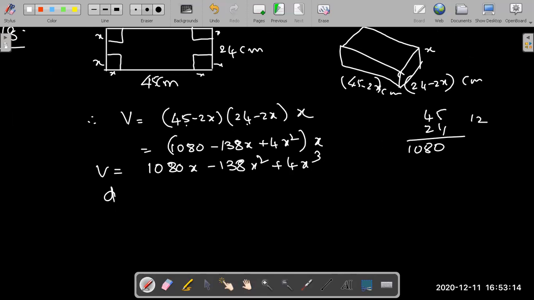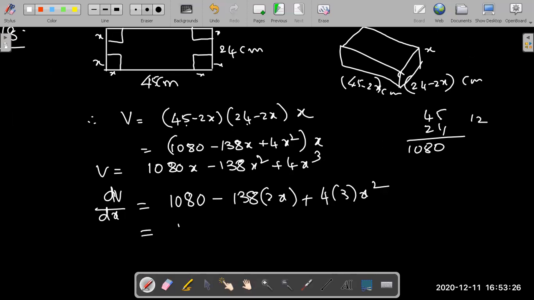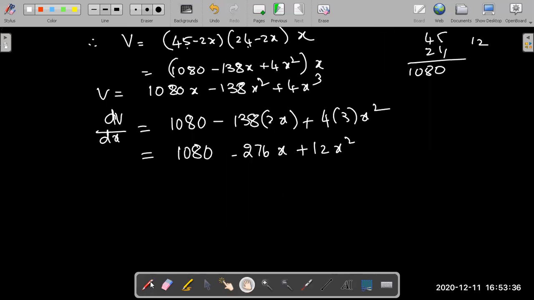Now we differentiate, dV by dx. 1080 minus 138 into 2x plus 4 into 3x squared. So we have 1080 minus 276x plus 12x squared is what we got. We have to equate this to 0. dV by dx must be equated to 0.